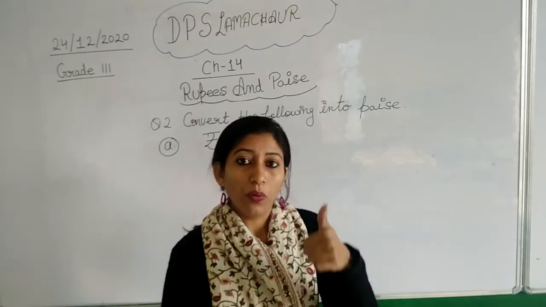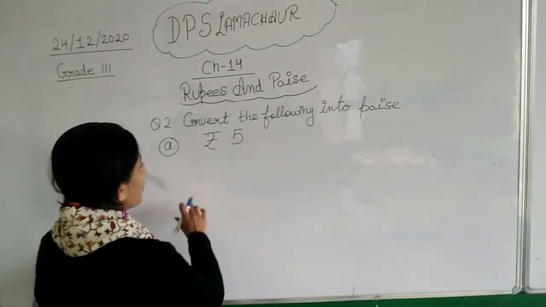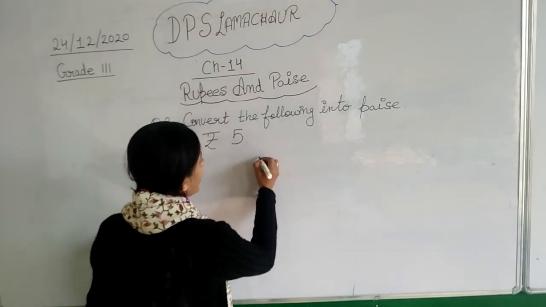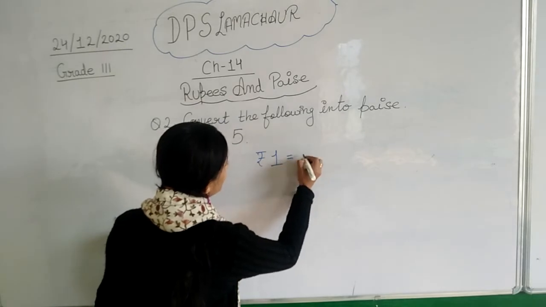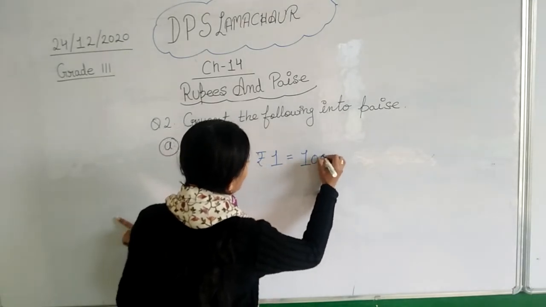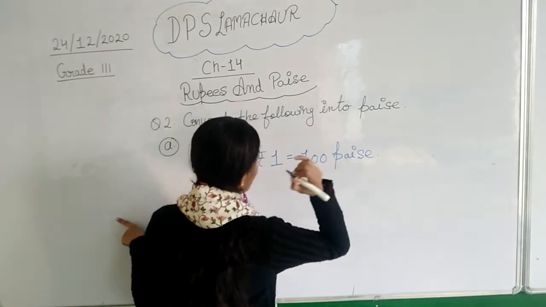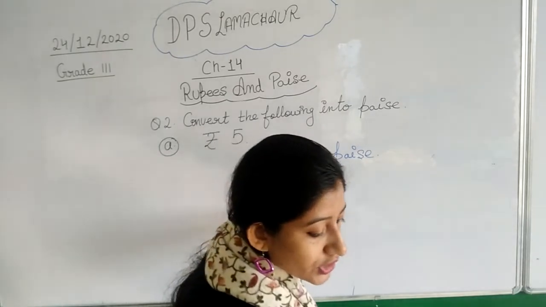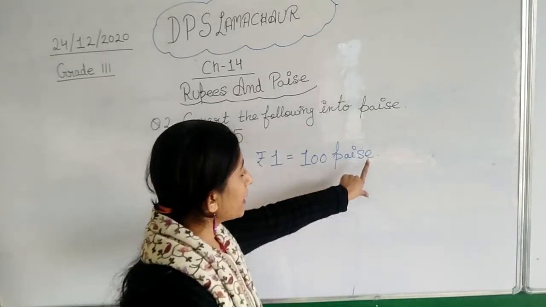What is it? 1 rupee is equal to 100 paise. What is the relation? Rupee 1 is equal to 100 paise. This is the relation between rupees and paise, right? Rupee 1 is equal to 100 paise.